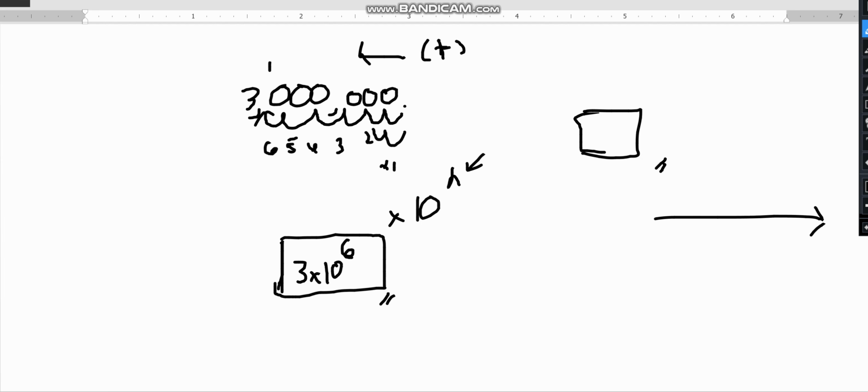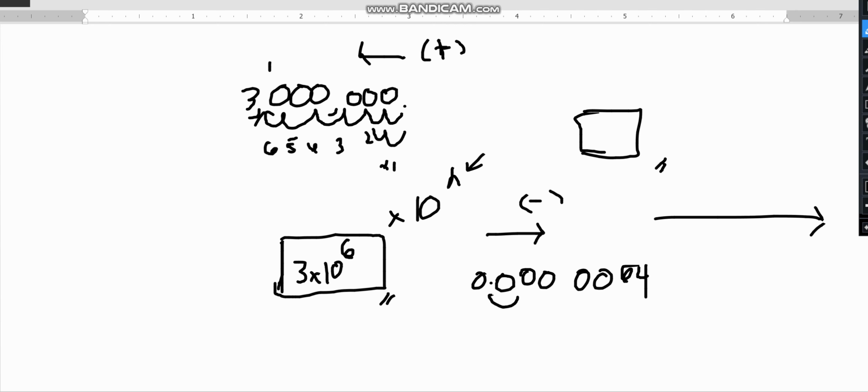Another example here: what if we have the number 0.0000064? How do we do this now? There's another rule. We all know that if we move to the left, it's going to be positive, and if we move to the right, it should be negative. So always remember that rule. If we move the decimal to the left, we get a positive power, and if we move the decimal to the right, we get a negative power.